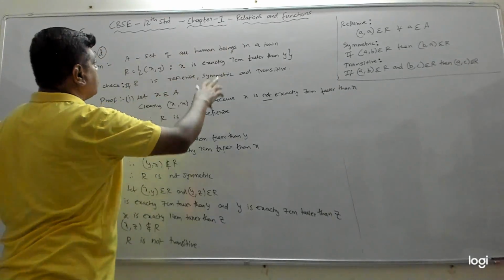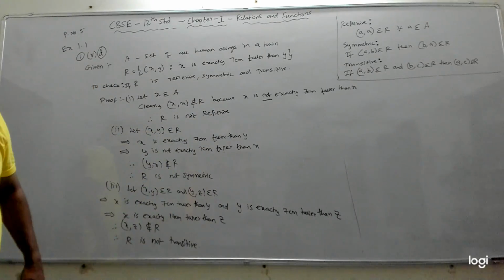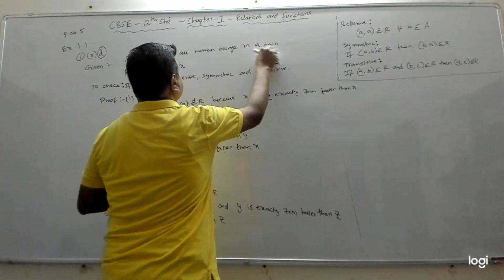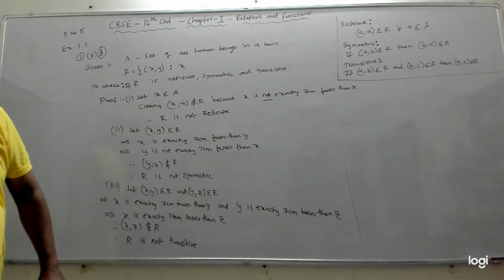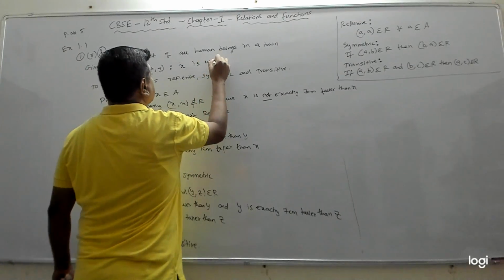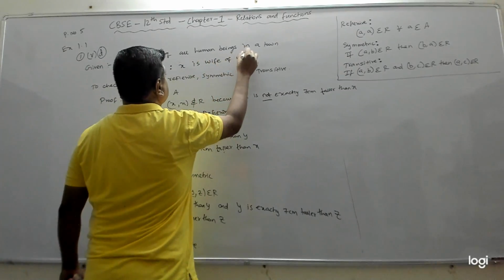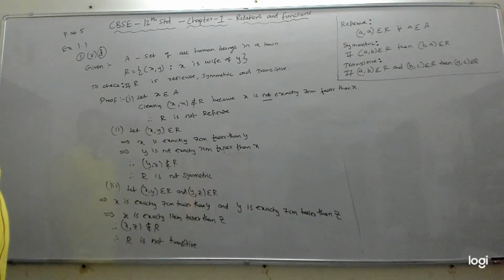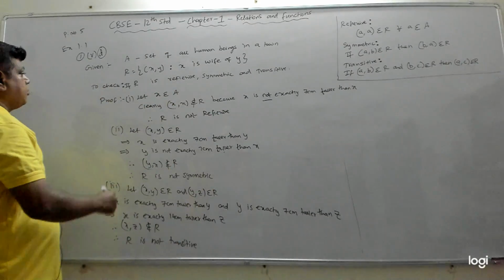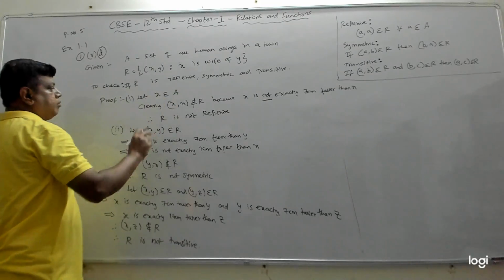Given A, the set of all human beings in the town, and relation R is given as X is a wife of Y. We have to check whether R is reflexive, symmetric and transitive. So we will again take X belongs to A.